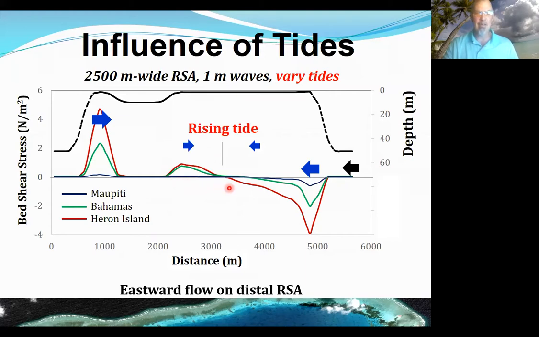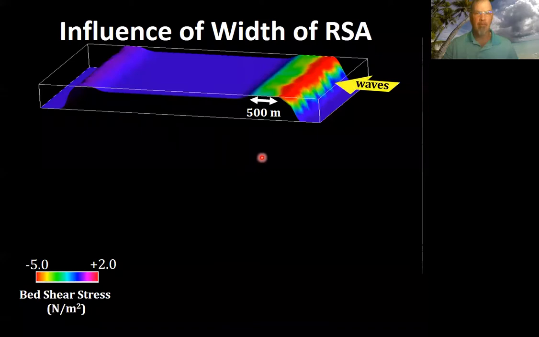Okay, so let's look at this a bit more graphically. We started with a scenario in which we have a 500 meter wide reef sand apron. This is a plot of bed shear stress. The warmer colors, the reds and the oranges and the yellows, are strong on-platform flow on this side. The purples and pinks are strong on-platform flow on this side. Waves coming from the east, high bed shear stress all across the reef sand apron.